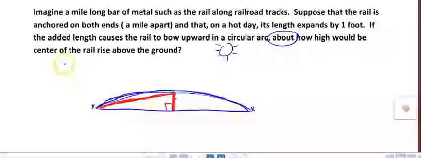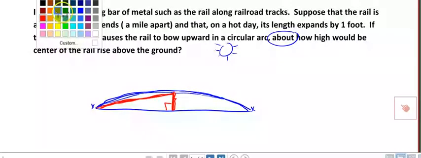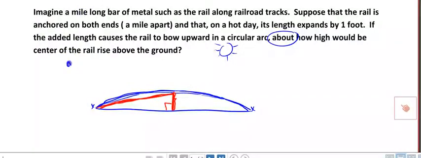We know Pythagorean theorem. Maybe you forgot it, so I'll tell you. It's a squared plus b squared equals c squared. And remember, a and b are the legs of the triangle. c is always the hypotenuse. And remember, the hypotenuse is the side that's across from the right angle.